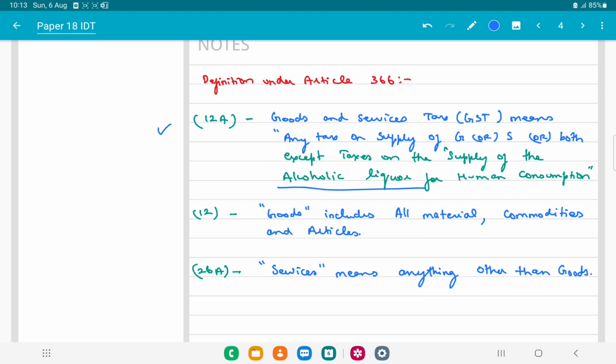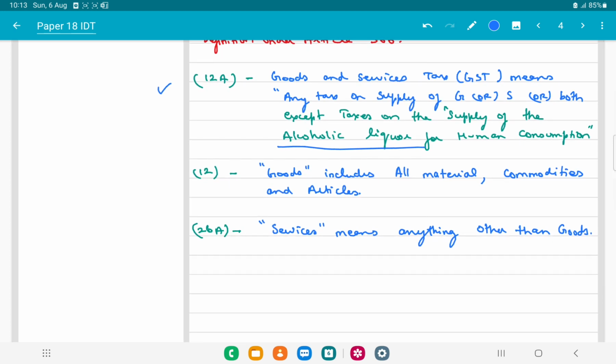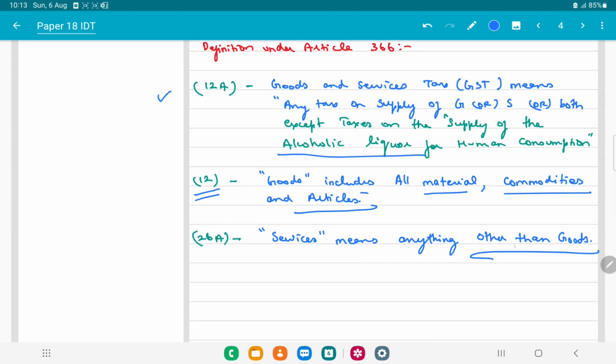So GST means any tax on supply of goods or services or both. What is goods? Article 366(12) defines goods to include all materials, commodities and articles. That's it. They have defined it in a simple manner. And service means anything other than goods. As per 26A, it says anything other than goods.